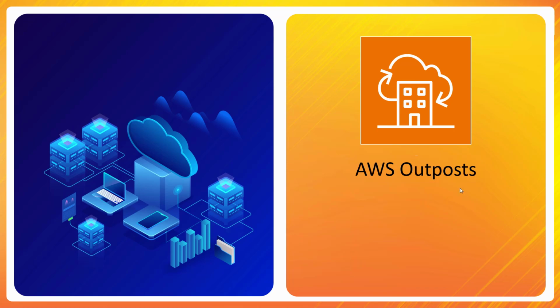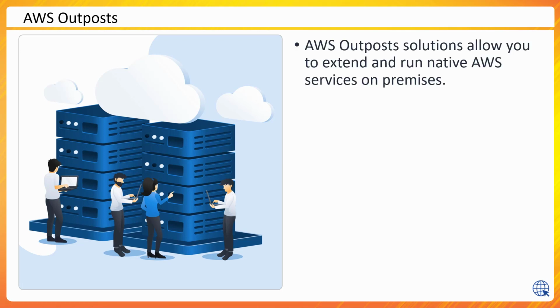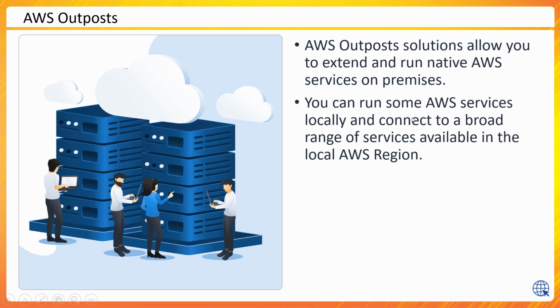Let me expand on this particular topic. So Outpost is basically a physical set of servers hosted on your premises, given to you by AWS. So the Outpost solution allows you to extend and run native services on premises. Why I may do that? Maybe there is some requirement to have local connectivity. Maybe I can't rely on remote data storage. Maybe I have a legal requirement to keep all my data local within that premises, or I need a latency which is much lower than accessing a service over internet.